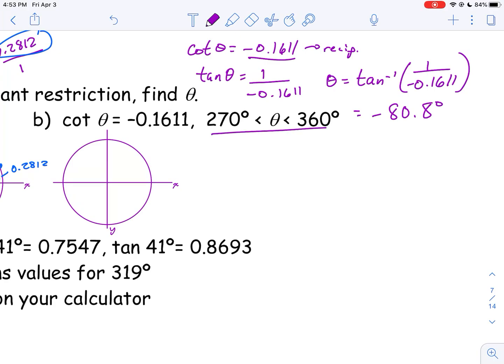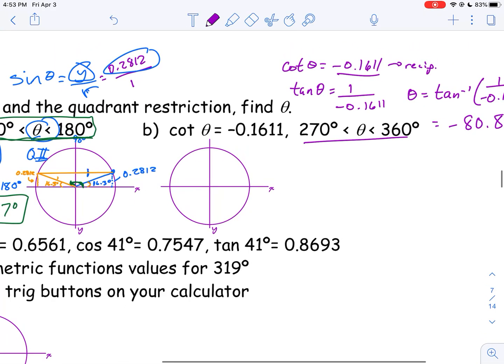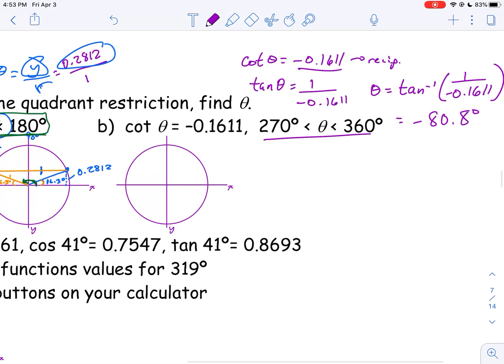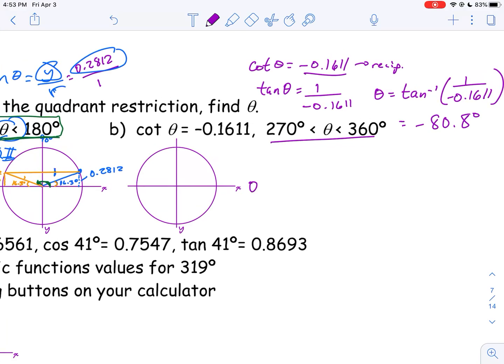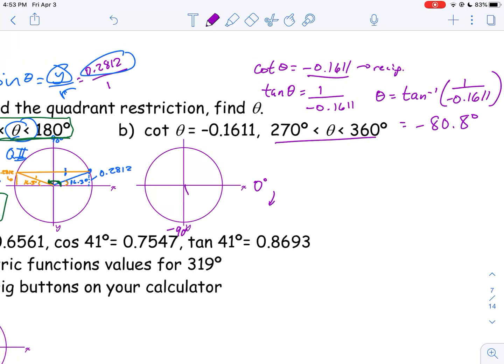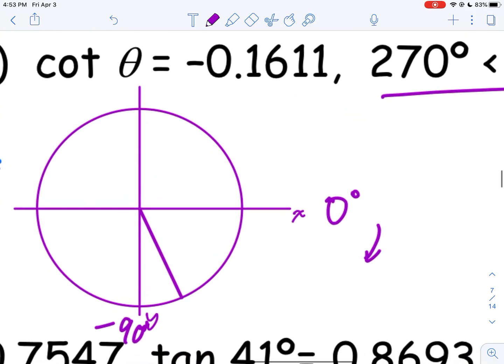The problem is it asks for theta that's between 270 and 360. So let's go ahead and graph negative 80.8 on the coordinate grid. So if this is 0, if I'm going backwards, this is going to be negative 90 down here. So that gives us negative 80.8 roughly here.